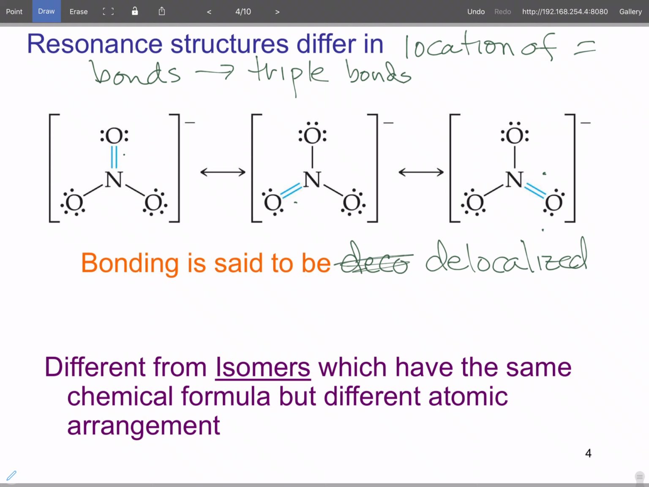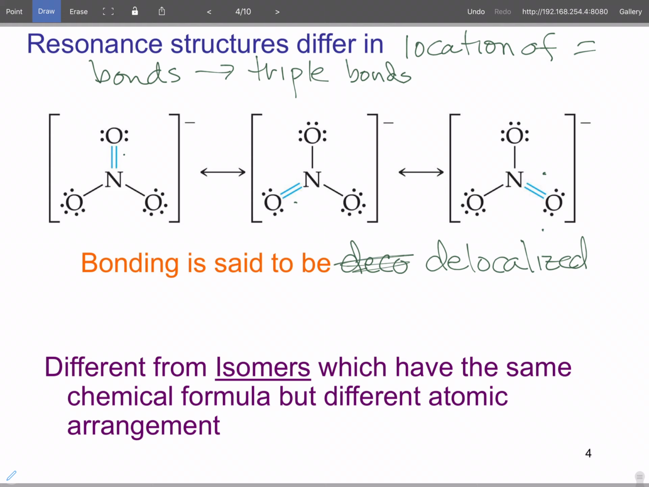Remember, we saw that a little bit ago when we talked about metallic bonds. The rule for delocalized electrons is that the electrons are in motion. They are not associated with a particular atom. They can keep moving around.